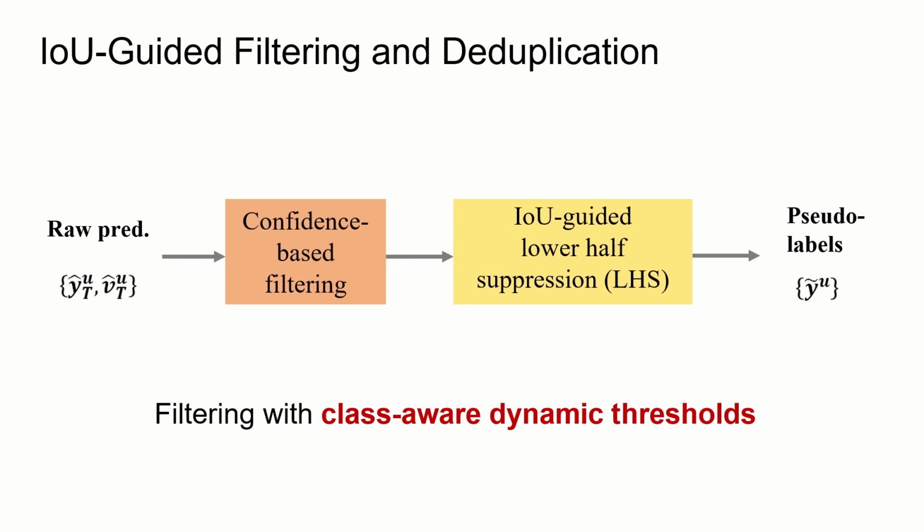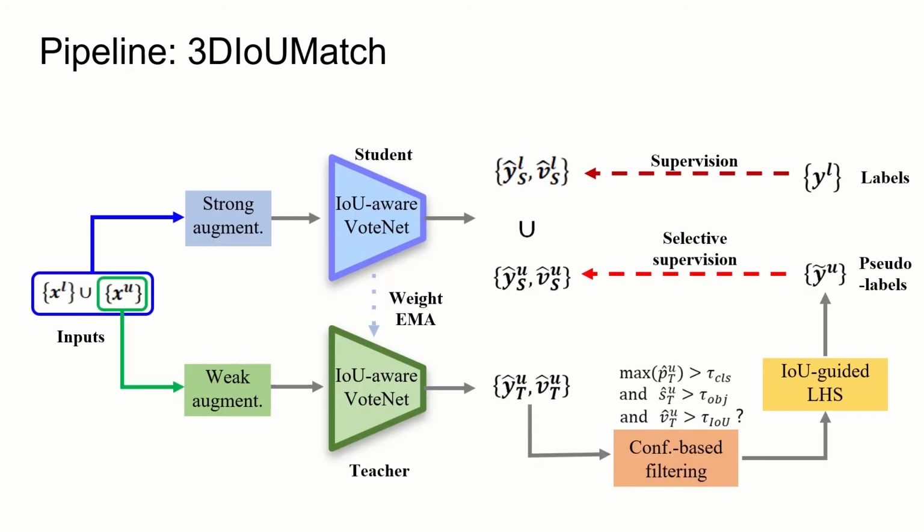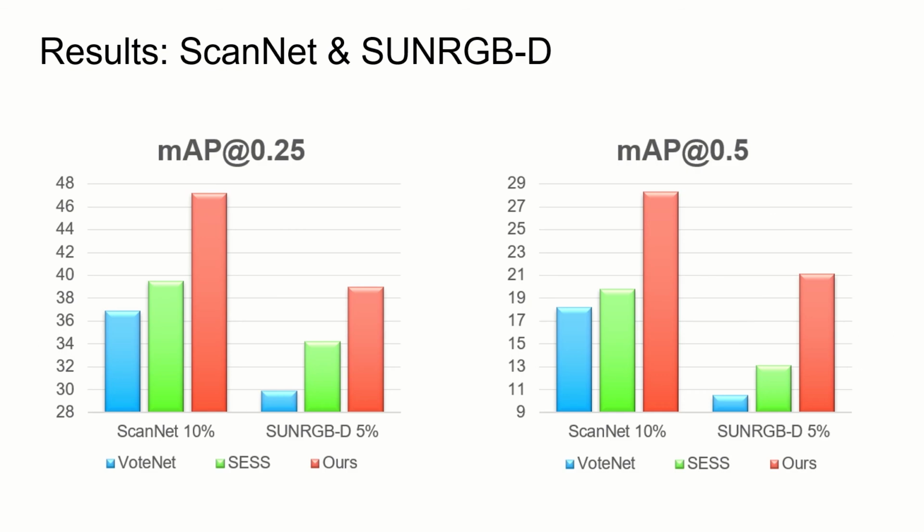First, filtering with low IoU thresholds to maintain many pseudo-labels. Then we propose an IoU-guided lower half suppression. Our LHS sets a class-aware self-adjusted threshold, making a good balance between quality and coverage. Finally, we propose to selectively supervise the student predictions, given that our pseudo-labels cannot cover all ground truth objects.